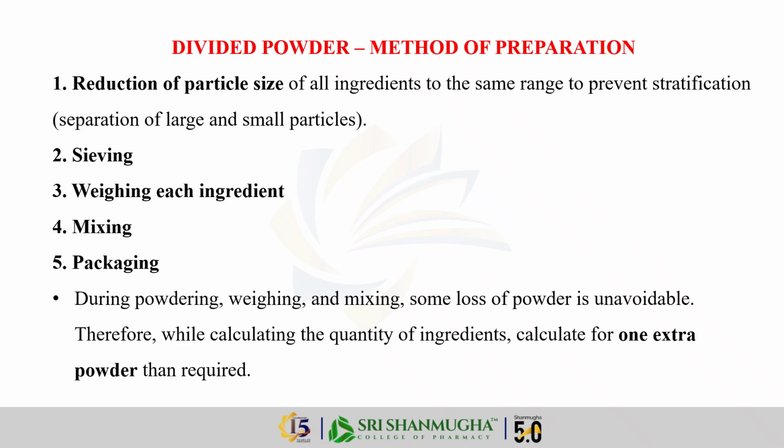Next, preparation and size reduction. First, how to prepare divided powders. To prepare these, we follow 5 steps: reducing particle size, sieving, weighing, mixing, and finally packaging. A pro tip for pharmacists: always calculate for one extra powder than required to cover any unavoidable loss during the process.